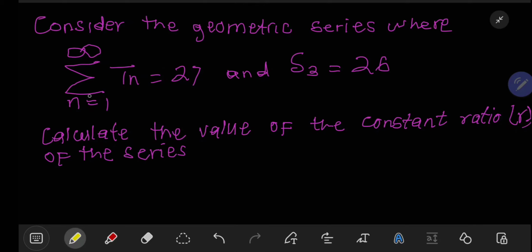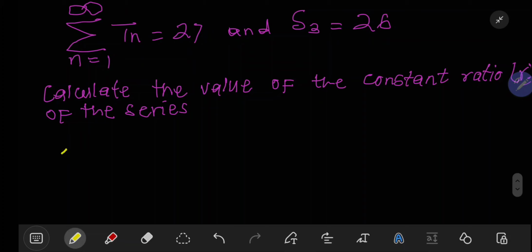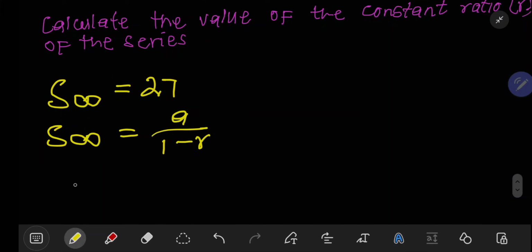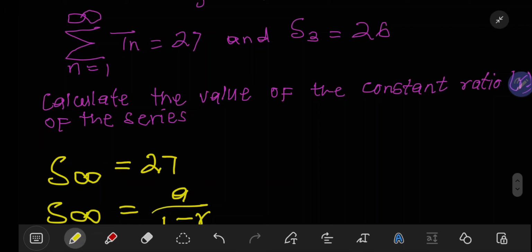So this sigma notation, we know that when we see this, it's the sum to infinity. So this is equal to 27. So what is the sum to infinity? We know that the sum to infinity is equal to a over 1 minus r, and we know that this is equal to 27. So it means 27 is equal to a over 1 minus r. So this is the information that we have analyzed from the statement.